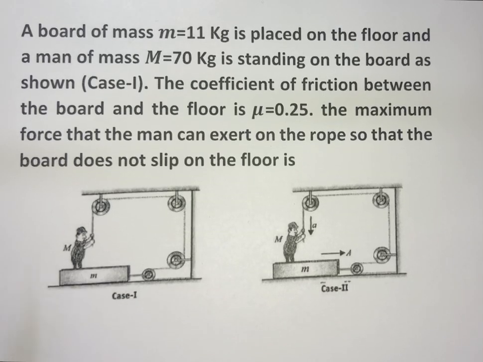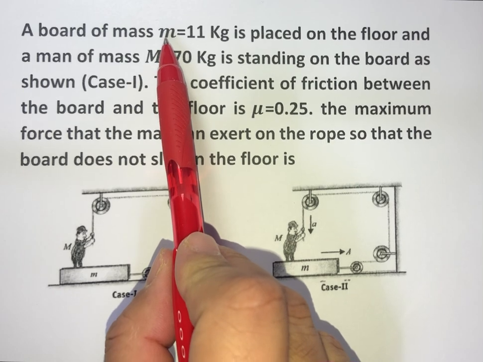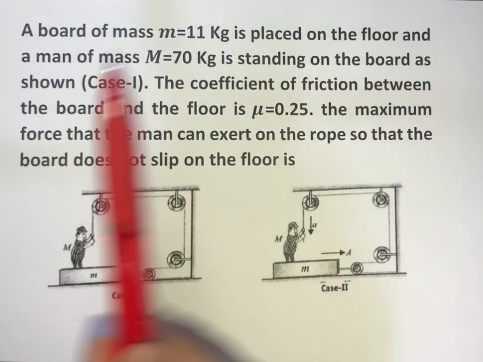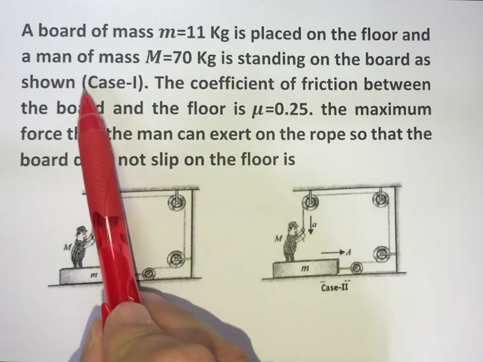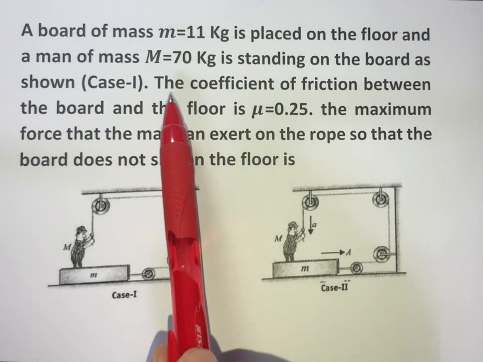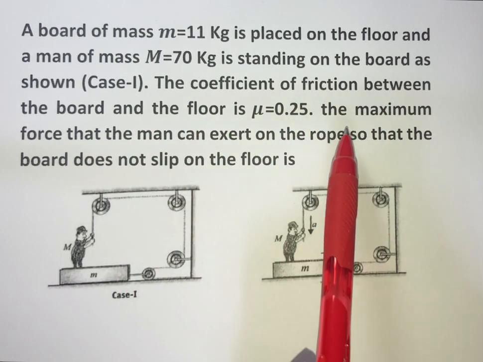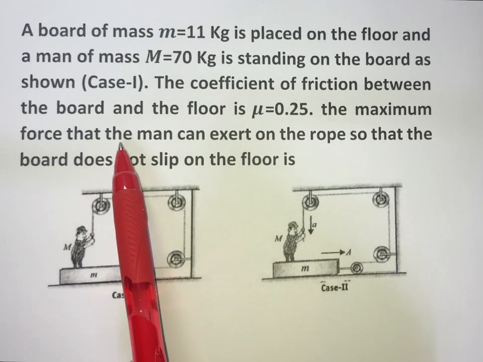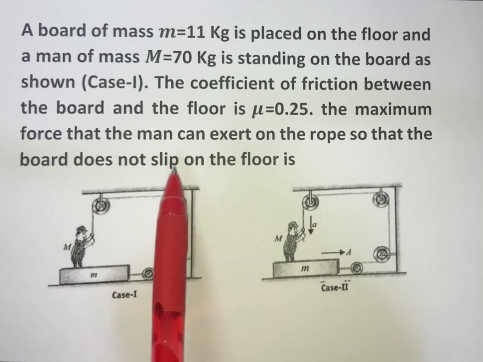Hello friends, so in today's question, a board of mass 11 kg is placed on the floor and a man of mass 70 kg is standing on the board as shown in case 1. The coefficient of friction between the board and the floor is 0.25. The maximum force that the man can exert on the rope so that the board does not slip on the floor is.